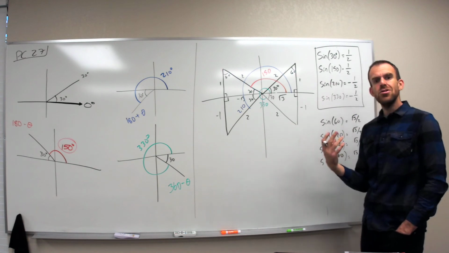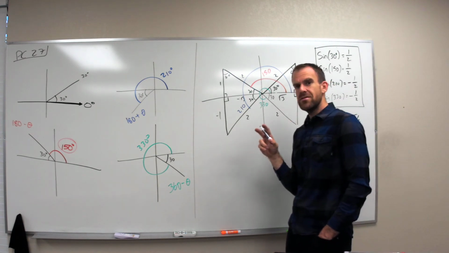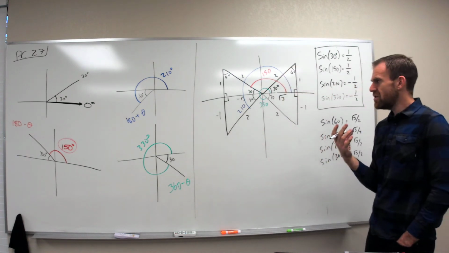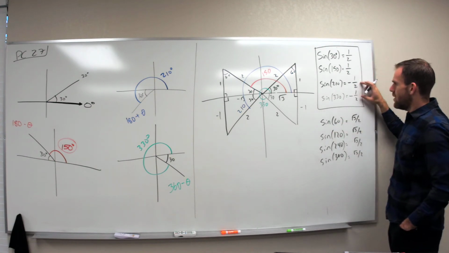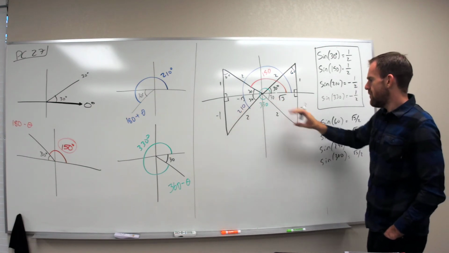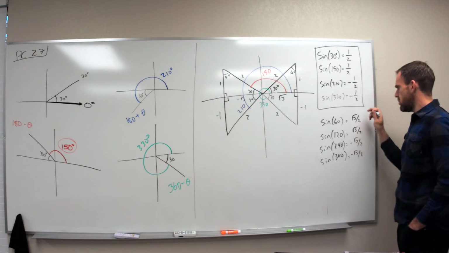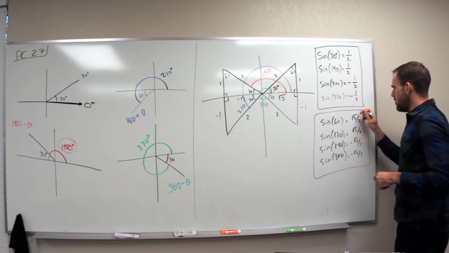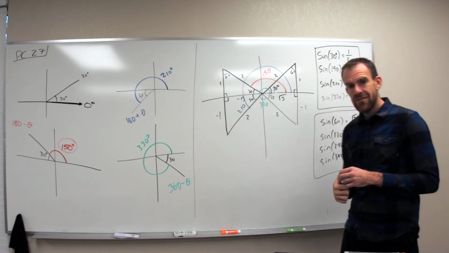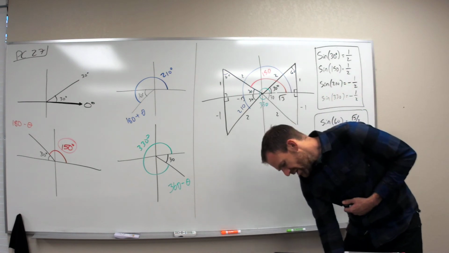But the trick is 2 of these are going to be negative. Which 2 are negative for the sine function? Well, it's the ones in the third and fourth quadrant. We can also do the exact same thing for 45 degrees.